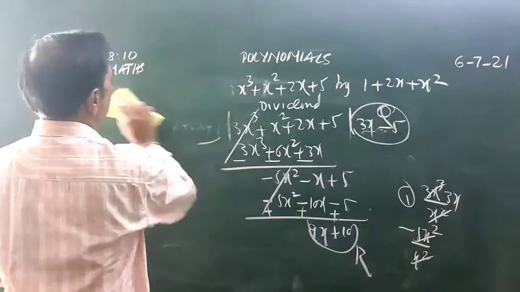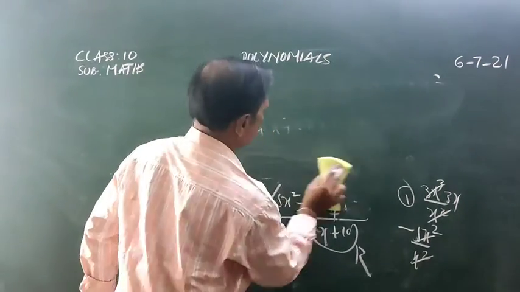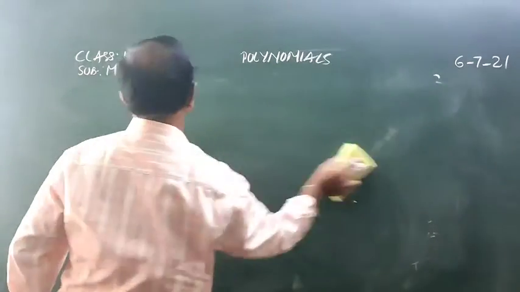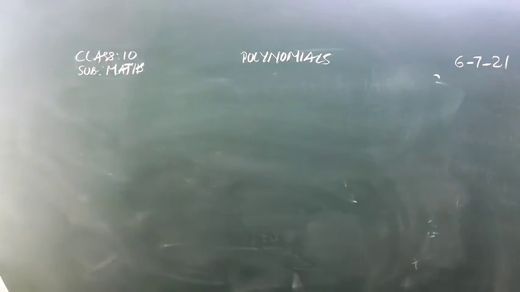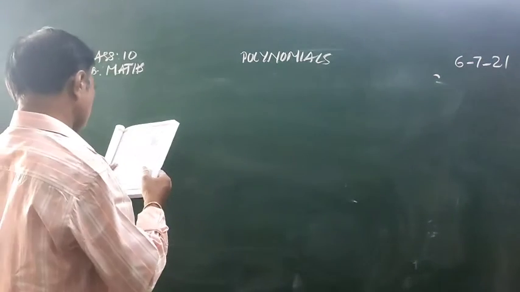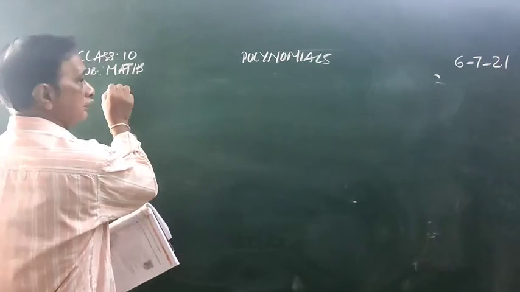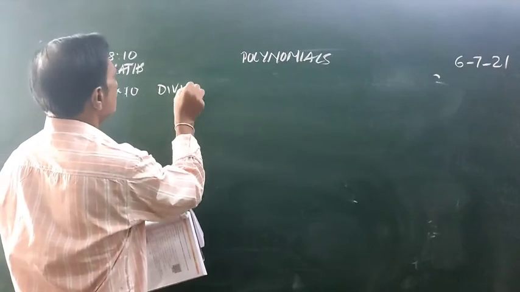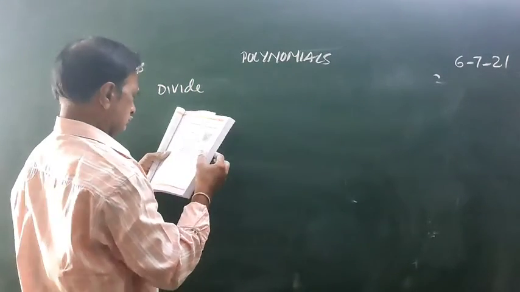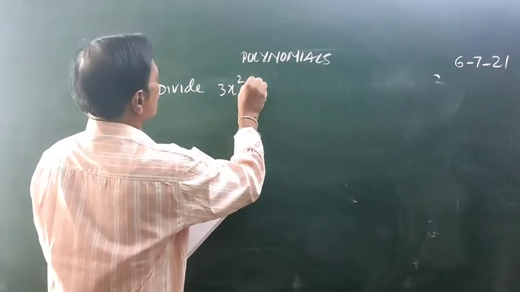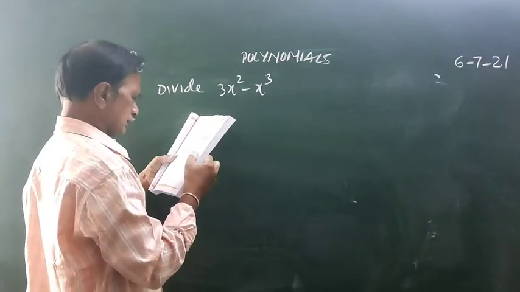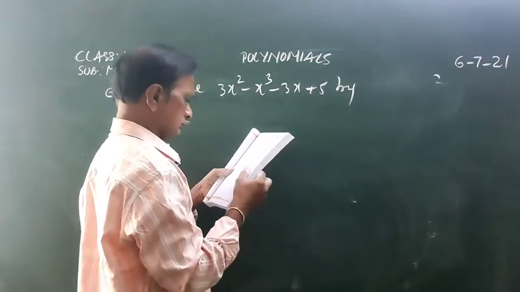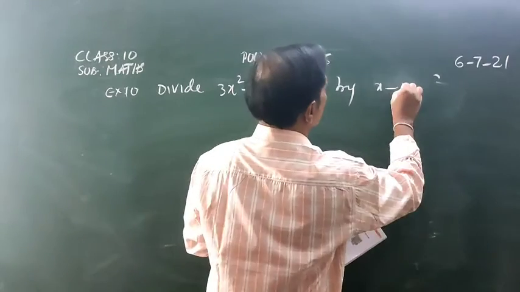Now, example 10. We take example 10. Divide 3x squared minus x cube minus 3x plus 5 by x minus 1 minus x squared.